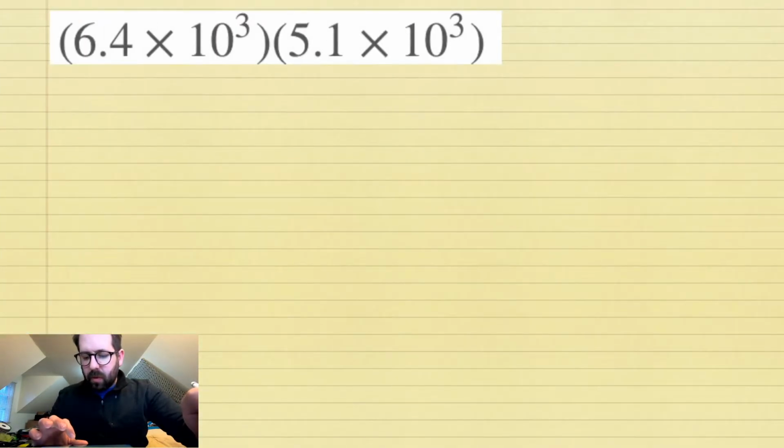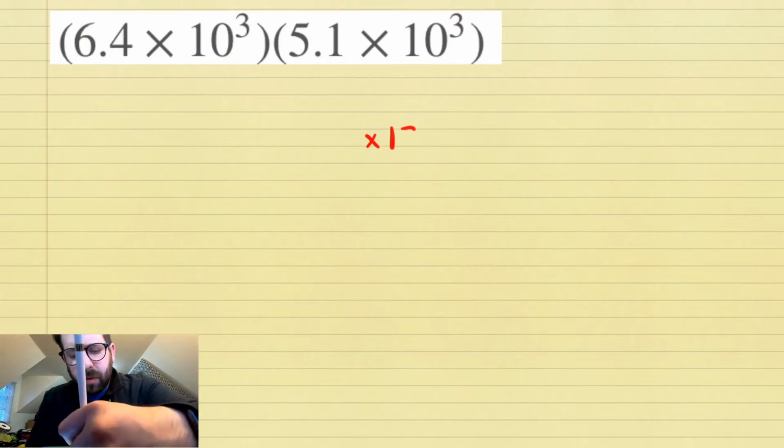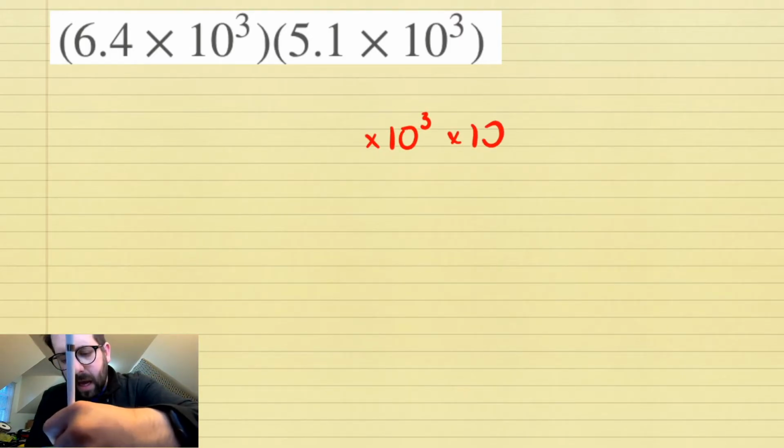Okay, let's go to the next one. I think we're on problem number 8 out of the 11 we have. Alright, so what do we have? We're multiplying. So multiplying, we don't care about the power of 10s. We'll just throw those in the back.